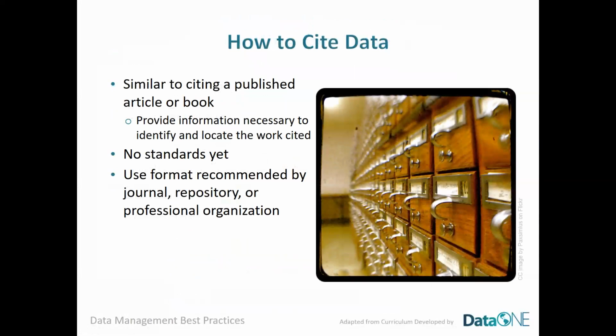Data citation is similar to citing a published book or an article, which is what you would do if you write an article. You would cite any work that you use, the same way you would do with research data that you might reuse as part of your research. It provides the information that's necessary to identify and locate that work. There are no established standards yet on research data citation.